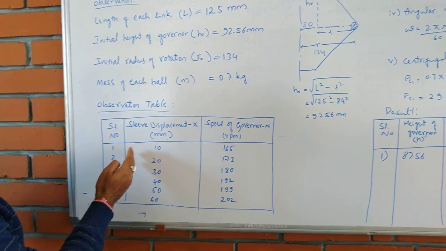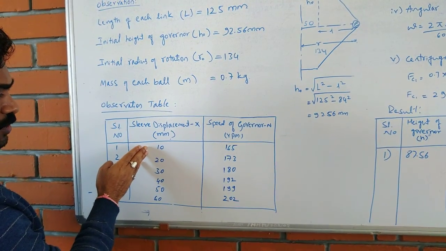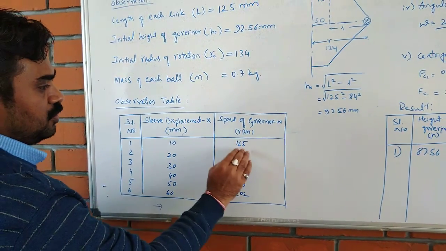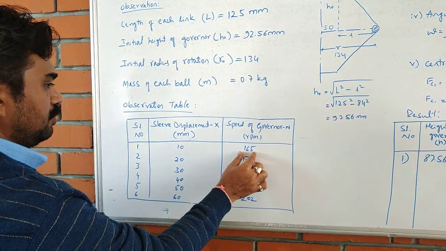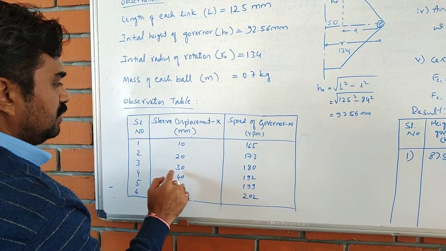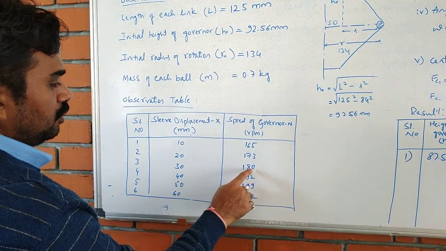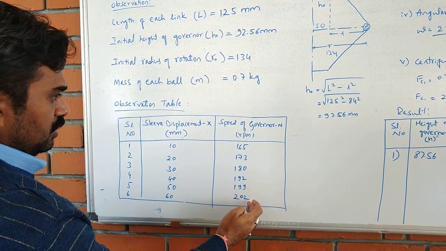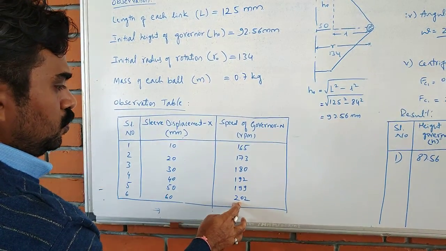In the observation table we have sleeve displacement and speed of the governor. For each sleeve displacement of 10 mm, 20 mm, 30 mm, 40 mm, 50 mm, 60 mm, we note down the respective speed. At 10 mm sleeve displacement the speed was 165 rpm. At 20 mm displacement it was 173 rpm. At 30 mm it was 180 rpm. This is how we note it down for 40, 50, 60. At 60 mm of sleeve displacement, at the end, it was 202 rpm.